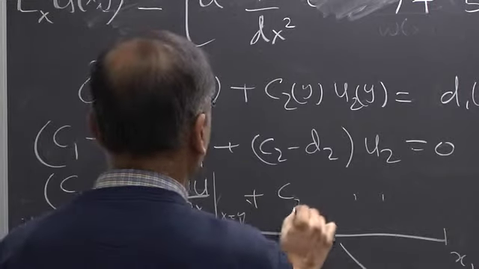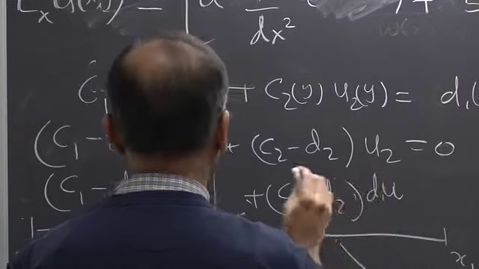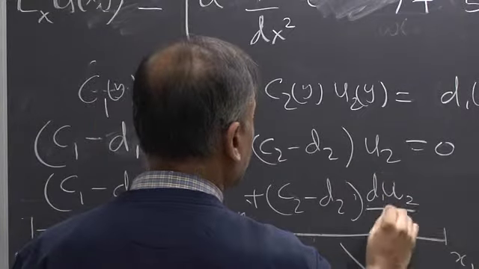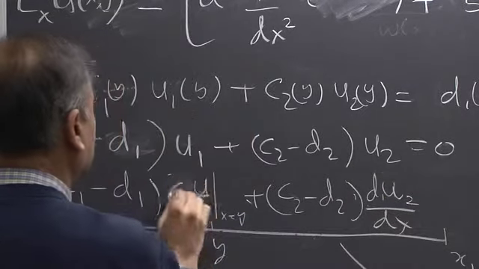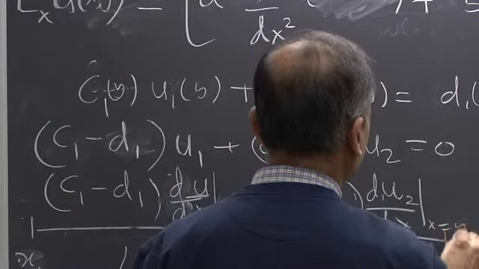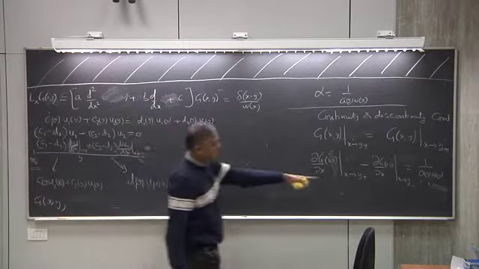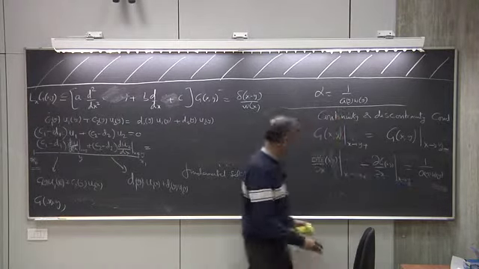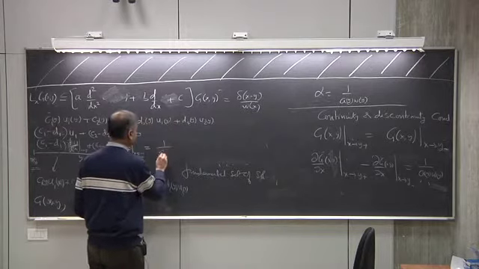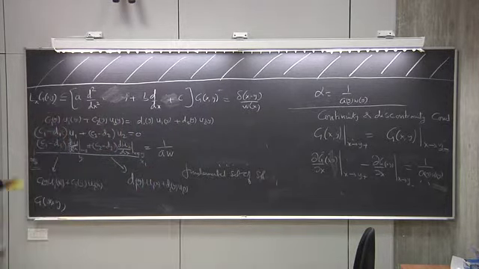Plus c2 minus d2 times du2 by dx, the partial derivative d by dx of u2, again at x equal to y. That is not equal to 0, it should be equal to 1 over a times w. Again, everything is a function at y. So we have two equations.